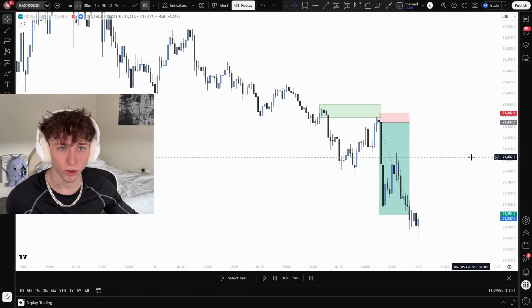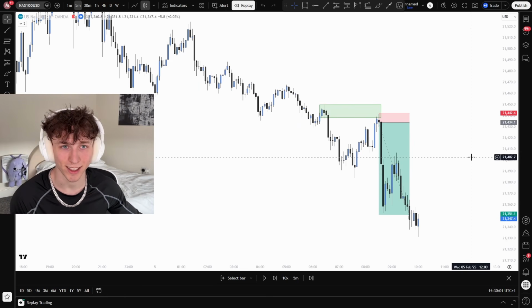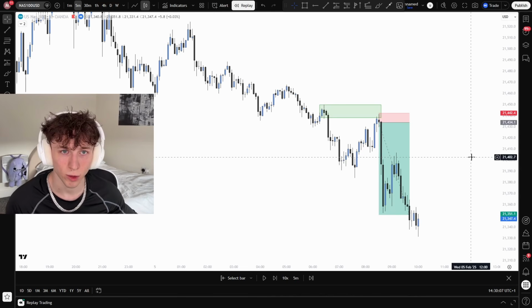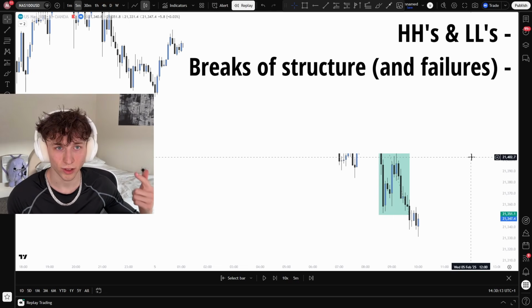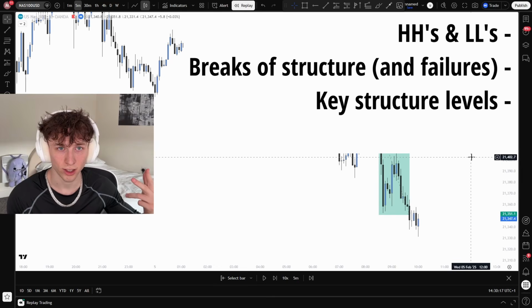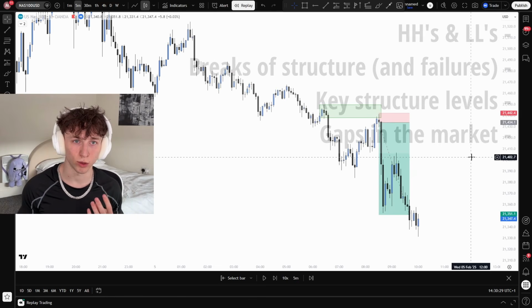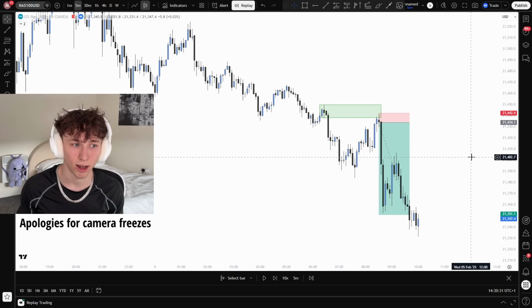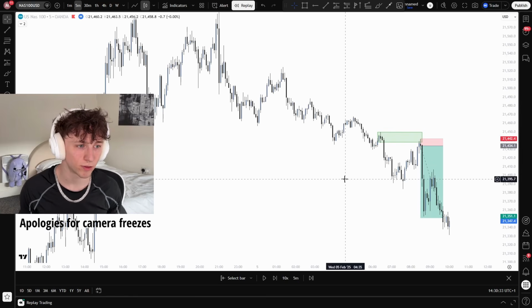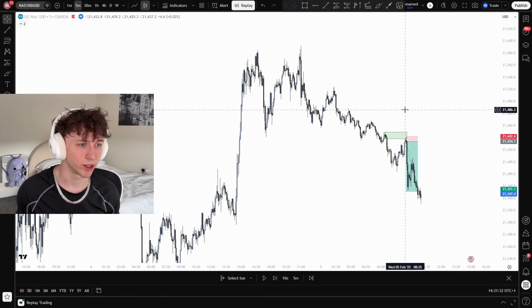Once again, this goes for all time frames. I analyze it in basically the exact same way. So we're looking at the most simple things in trend analysis: higher highs and lower lows, breaks of structure just in general, key structure levels, and gaps in the market. All 4 of these things are extremely simple to understand when broken down, but first of all, which part of the market are we even analyzing? Well, it's really just very recent price action.